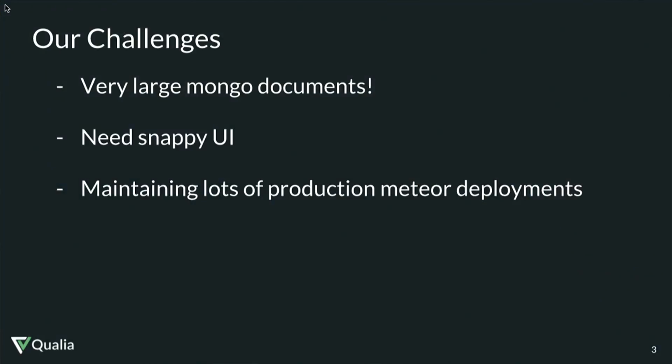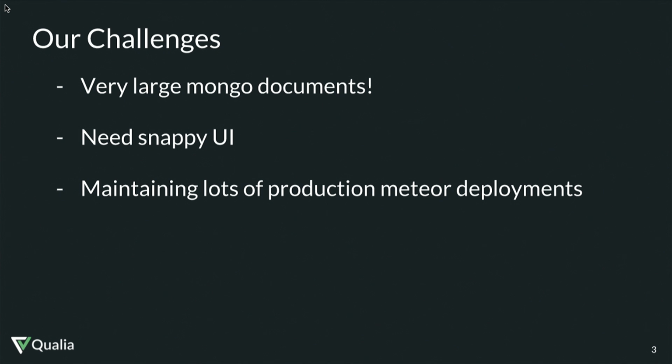And then finally, we maintain a lot of production Meteor deployments. The way that we sell our software is that we will sell it to a title and escrow company, and when we do that, we'll deploy their own Meteor application to them, just for them. This has some nice properties. One is that each of our Meteor deployments is completely isolated from the other ones. They have their own Meteor app, they have their own database, so there's no communication between deployments, which is what we want.